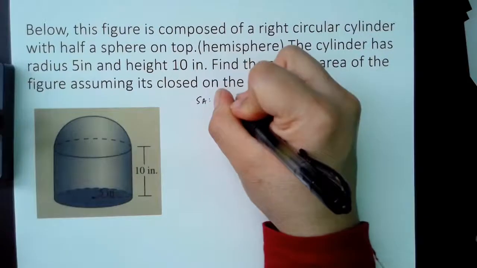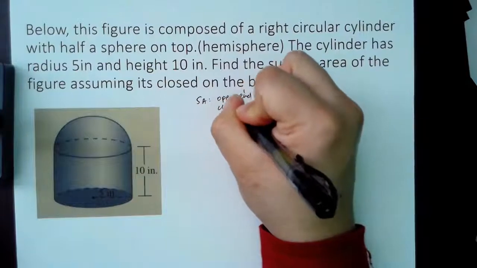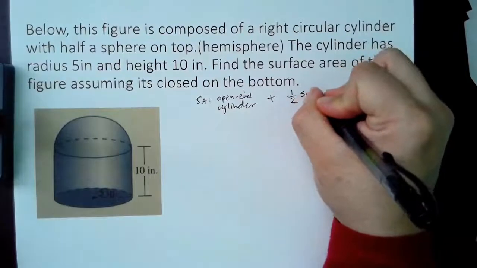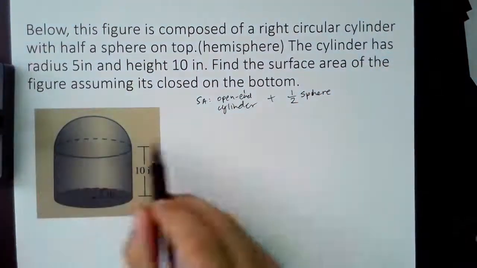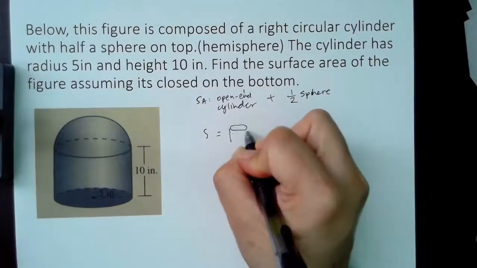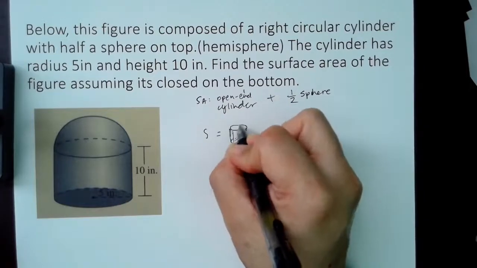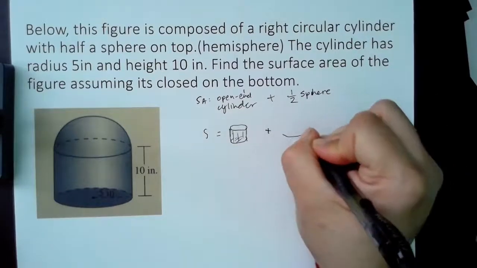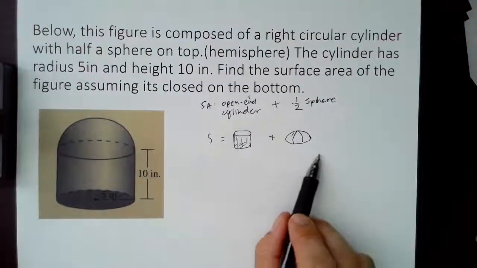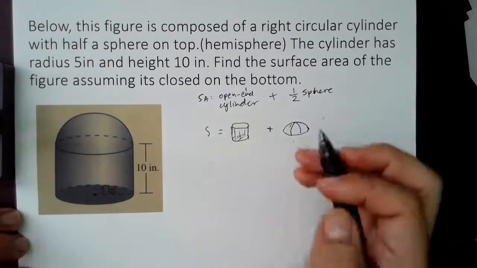So we say cylinder open on one end, plus half the surface area of a sphere, right? Because it's a hemisphere right here on the top. So basically what we're finding is this, where this is filled in and the outside is filled in but not the inside, plus the sphere, but half of it. Okay, so a hemisphere. If we see it this way, we can go ahead and find the surface area.